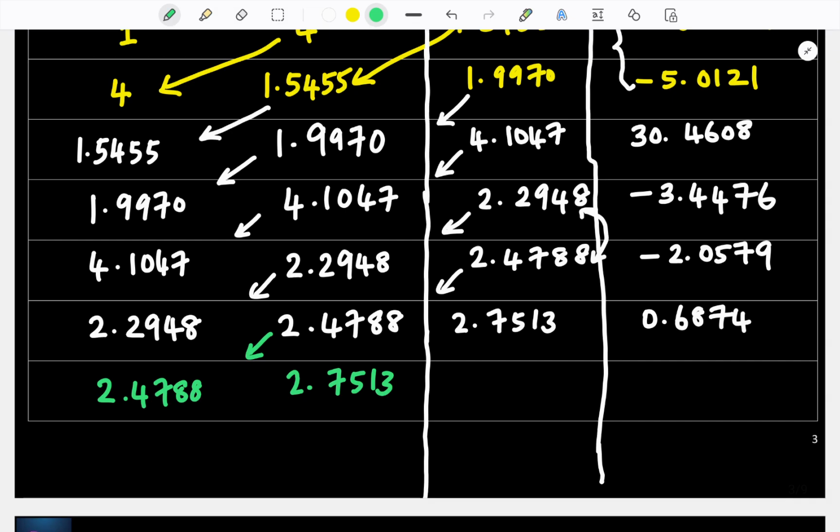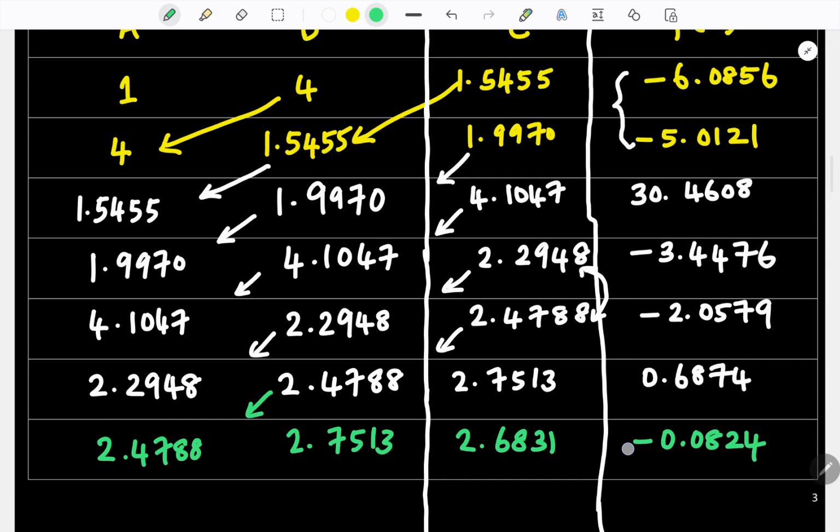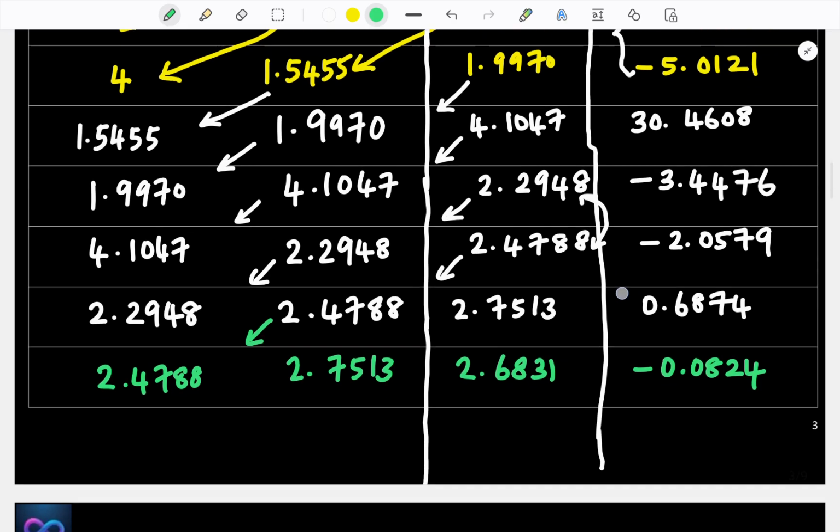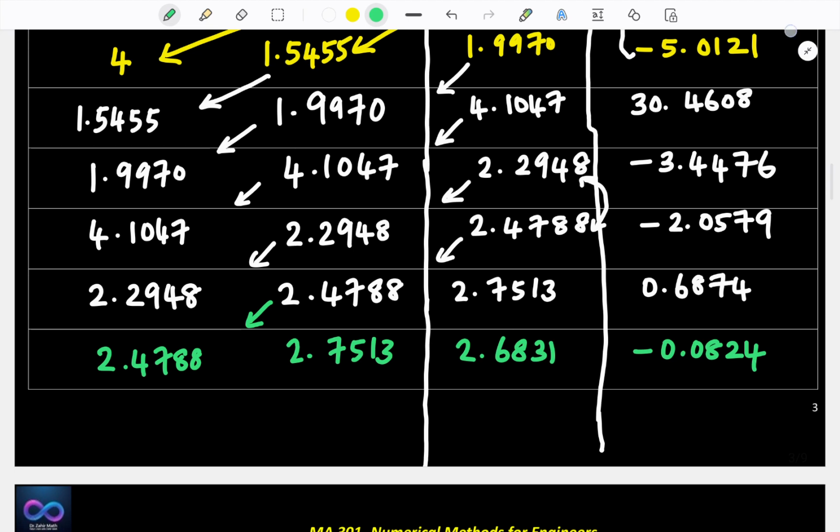2.7513. Press equal. I'm getting 2.6831. Again press equal. Negative 0.0824. You can ask one thing, because teacher, we are not at all using this f of c. Why should I write every time unnecessarily in this one? Without writing this f of c functional value, you cannot enter the formula in the calculator. Keep it in your mind.